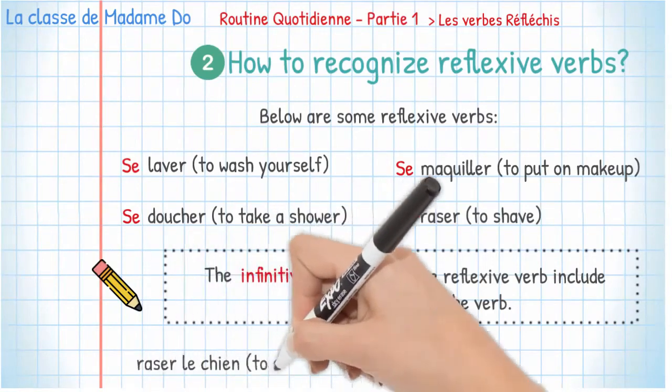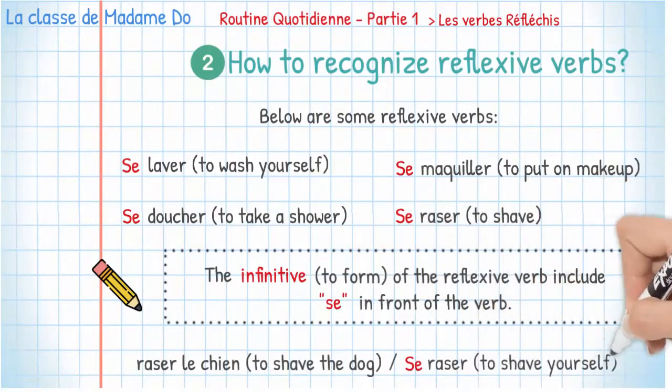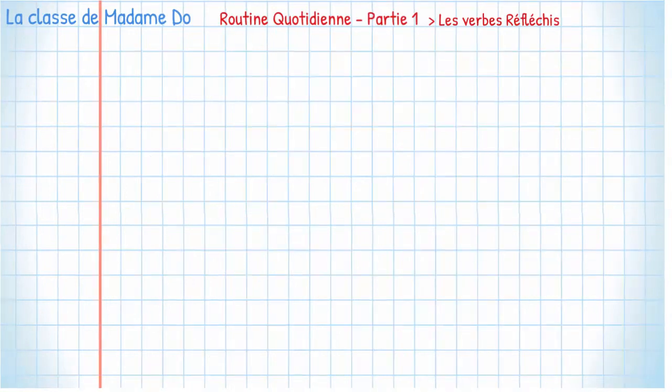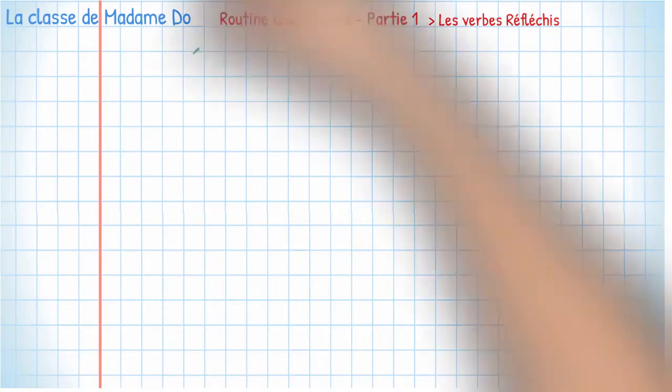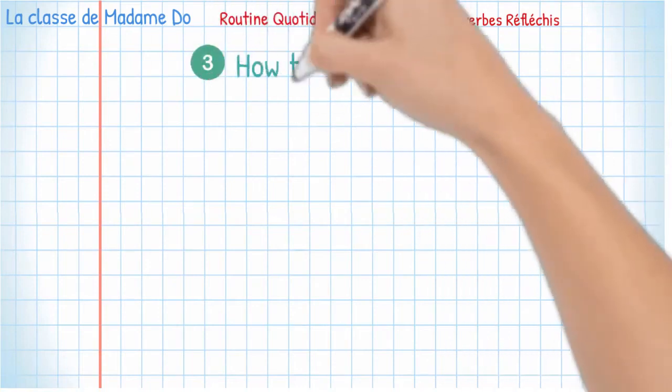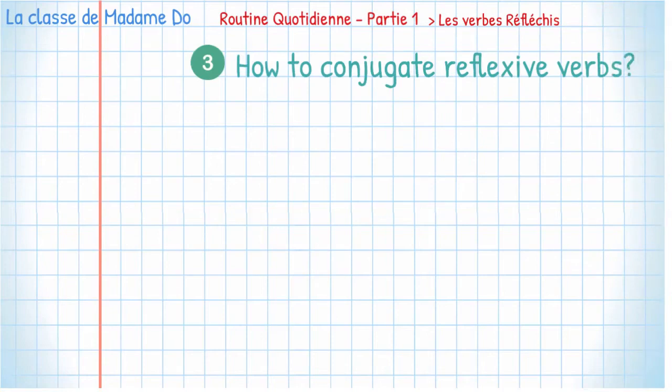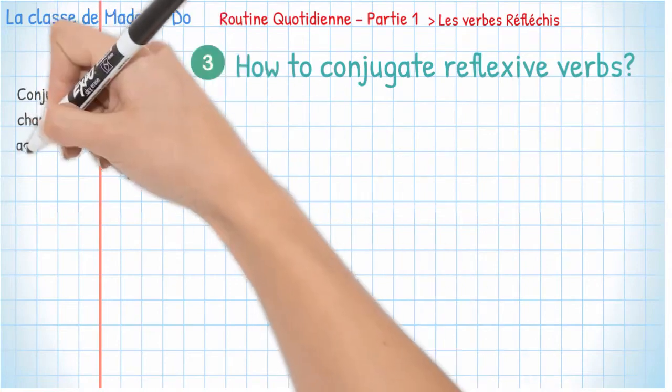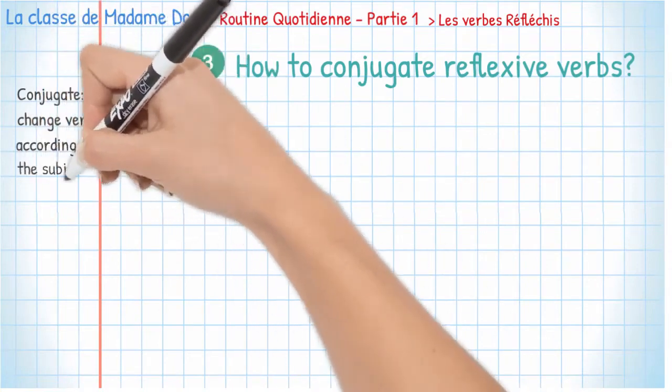Okay, so raser le chien, which is your regular verb, to shave the dog, and se raser, because you have se in front of the infinitive of the verb, means to shave yourself. Okay, let's do a quick recap. Number 1, we defined what reflexive verbs are. Number 2, we learned how to identify them. And finally, number 3, we are going to learn how to conjugate reflexive verbs. So, if you forgot, conjugate means to change the verb according to the subject.